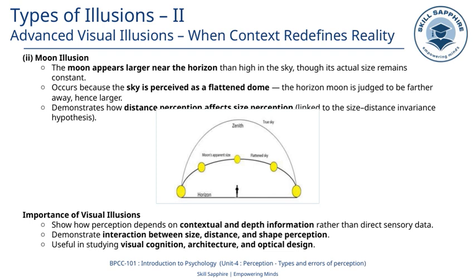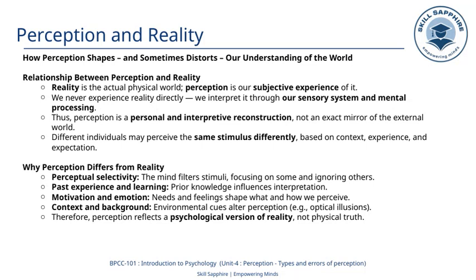Understanding this illusion highlights the importance of visual perception as a whole. It shows us that what we see isn't just a direct reflection of sensory data, but is heavily influenced by the context and depth cues around us. This interaction between size, distance, and shape perception is crucial in many fields, whether it's studying how we interpret visual information, designing buildings, or creating optical illusions in art and architecture. In essence, illusions like the moon illusion remind us that perception is a complex process. Our brains are constantly interpreting and sometimes misinterpreting visual cues, which opens up a vast area of study in visual cognition. Let's explore how perception influences and sometimes distorts our understanding of the world around us.